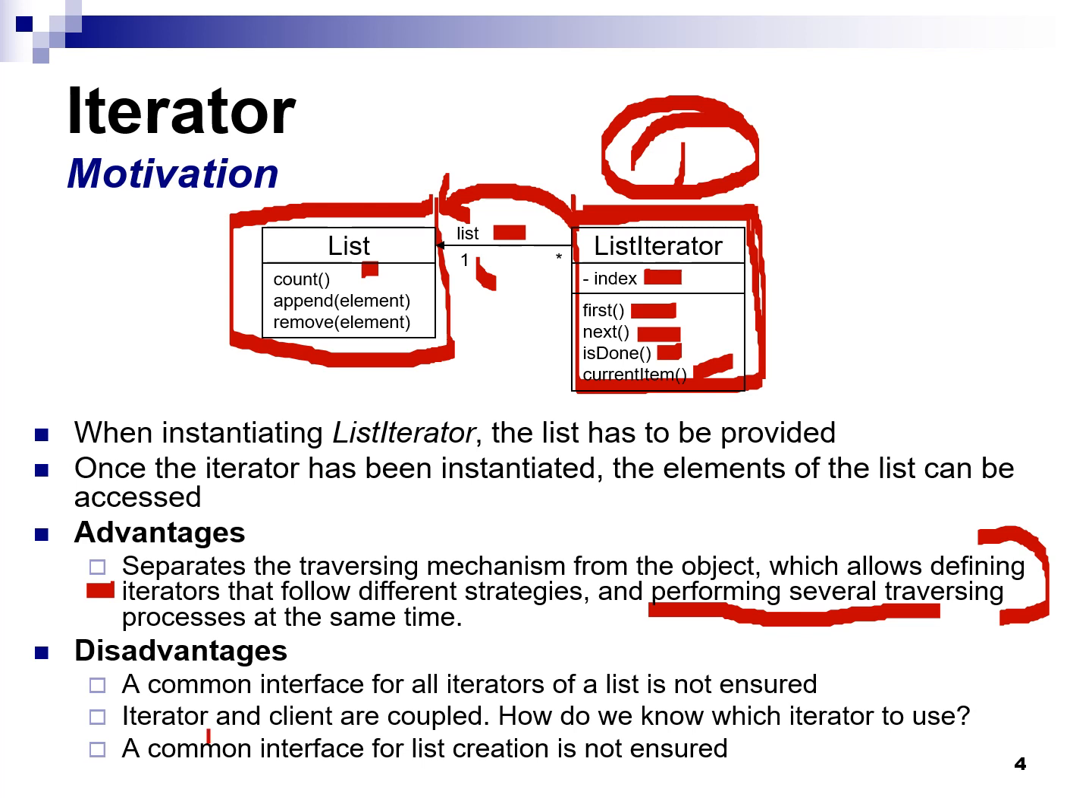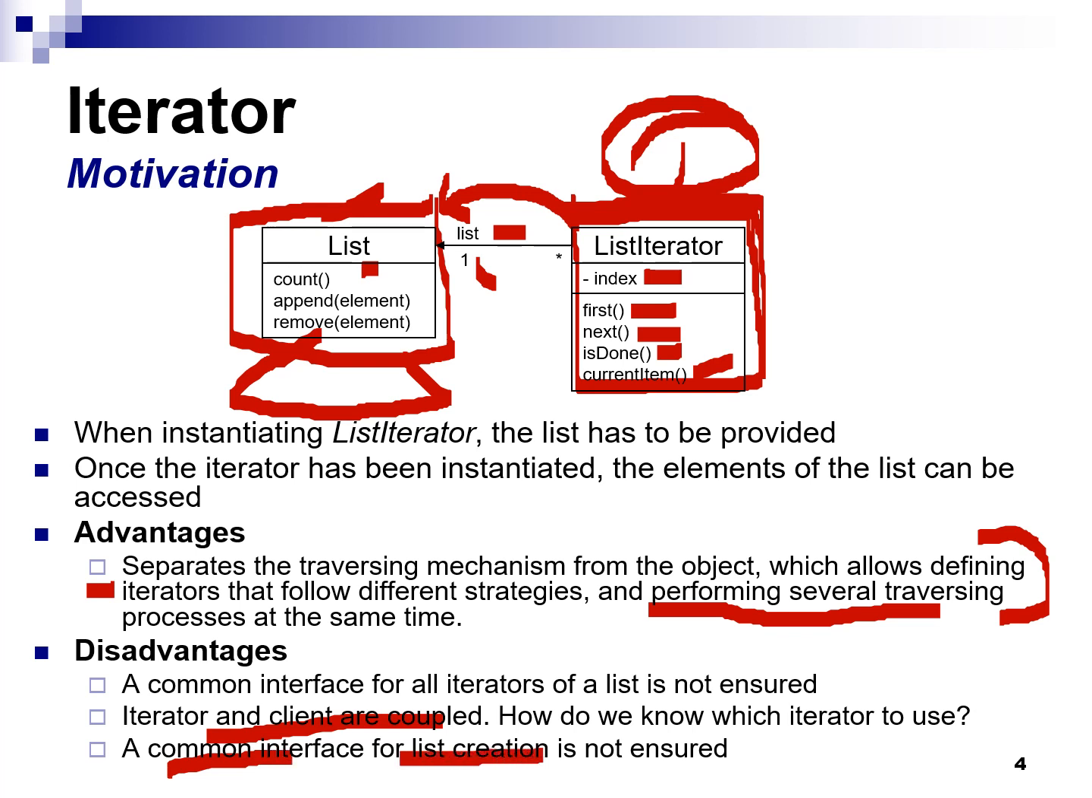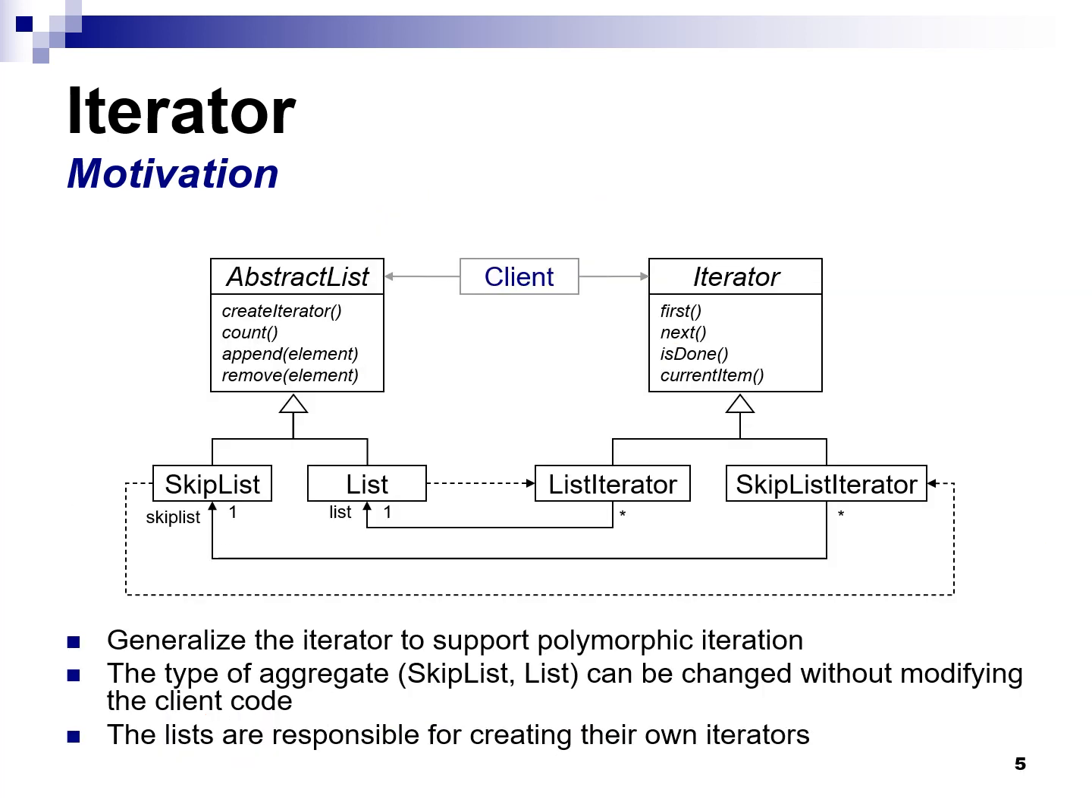The iterator and the client are also coupled. So how do we know which iterator to use for a list? Well, we need to know that there is a class list iterator, and also if there are different types of lists, we need to know which concrete type of iterator we should use. And also, there is no common interface for creating lists, so we don't have a base class for the different types of lists. Let's see a better implementation.